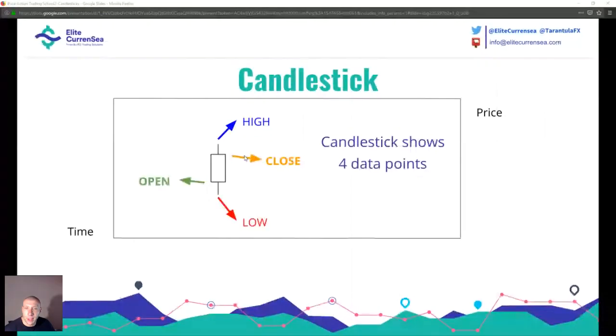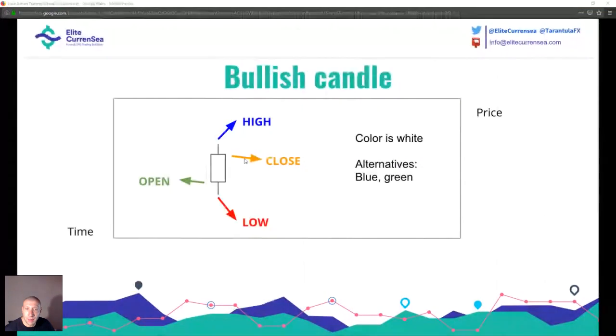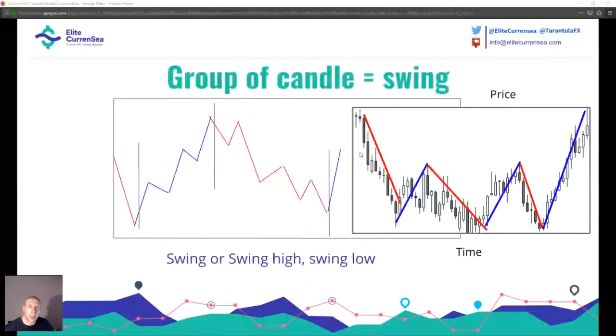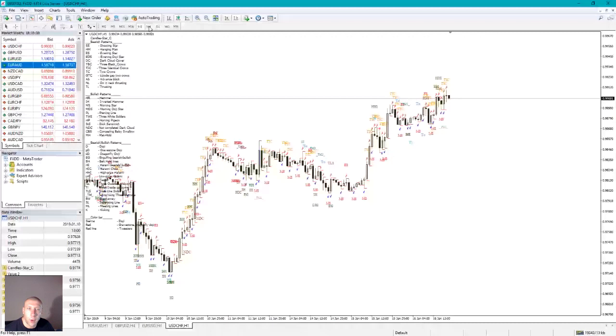So candlesticks. Candlestick types and candles, we talk about it. So patterns, a group of candles will make a swing. It's important to know that every swing will have a swing high and a swing low. And especially, guys, if you are a swing trader, you want to see full swings on usually higher time frames. So that is why I usually go to the 4-hour time frame, and I want to see swings.